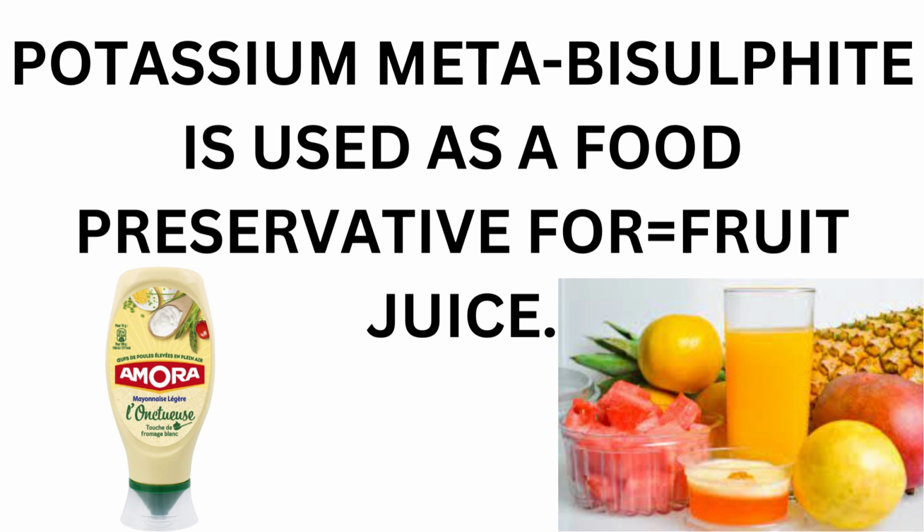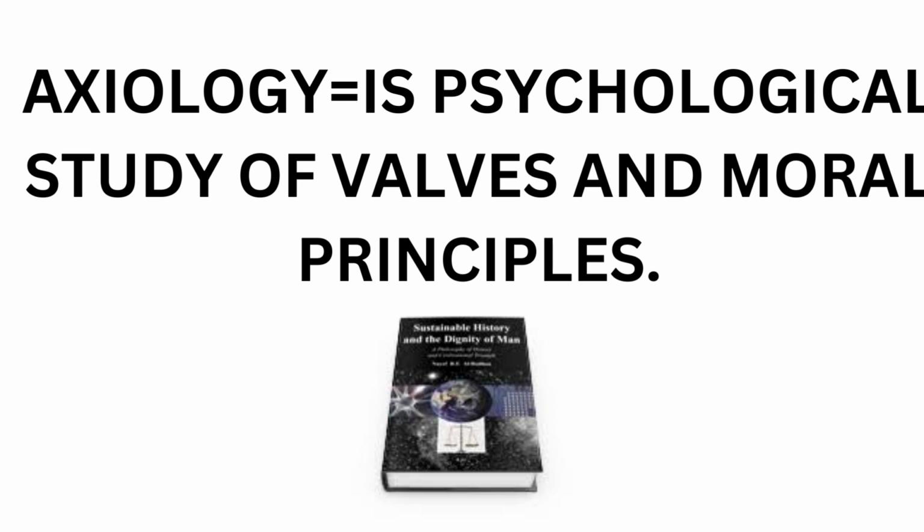Potassium metabisulfite is used as a food preservative for fruit juices. So, in fruit juices, potassium metabisulfite is used as a preservative. Axiology is basically the philosophical study of values, morality and principles.